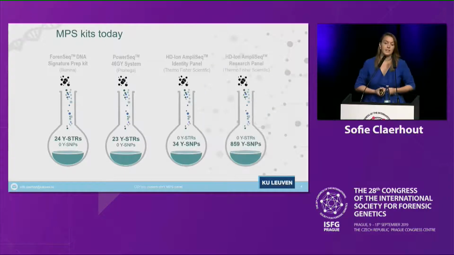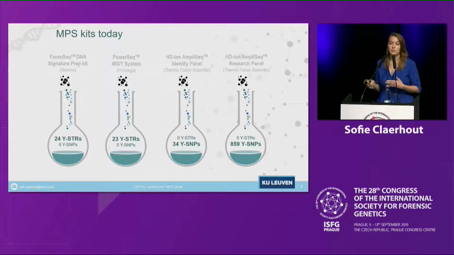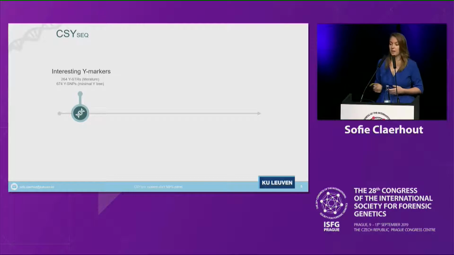As MPS has already gained some interest, this led to the development of several sequencing panels. And here listed are the sequencing panels which contain Y chromosome polymorphisms. As you can see, only the latter one, where I'm pointing to, contains a high amount of Y SNPs, but none of these kits combine STRs with SNPs. So therefore, our goal was to create an MPS panel, Y chromosome specific, targeting an enormous amount of STRs and SNPs.